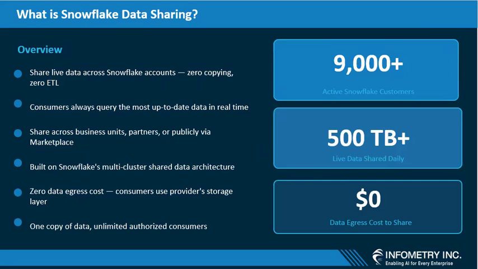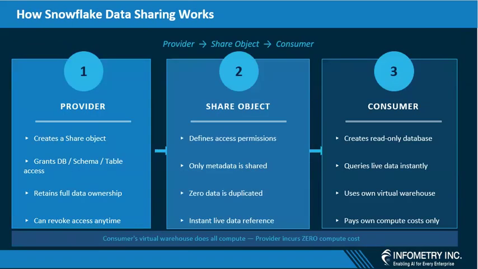And next is how Snowflake data sharing works. Now let us understand how this sharing actually works. There are three main components involved: provider, share object, and consumer. First is the provider. This is the account that owns the data. The provider creates something called a share object and grants access to specific data.